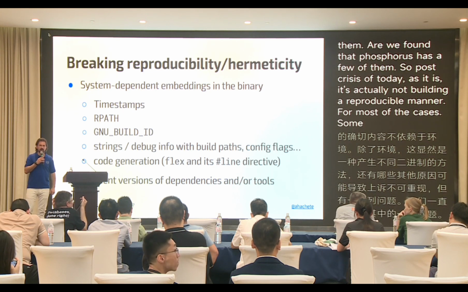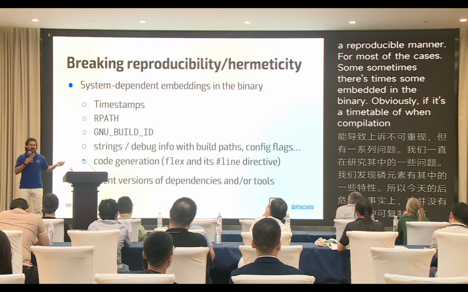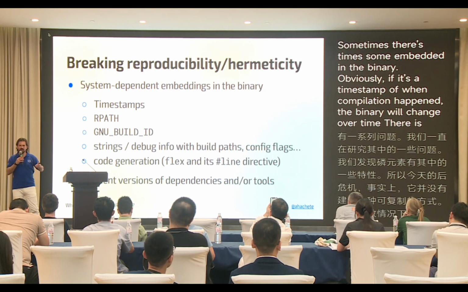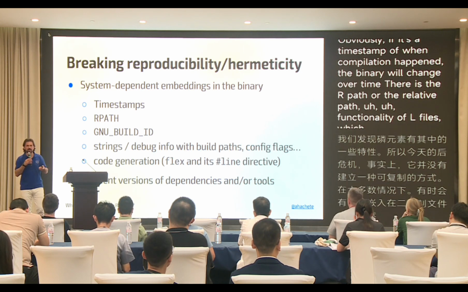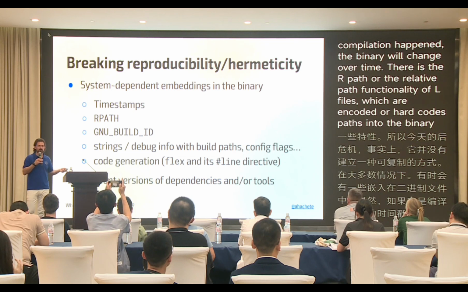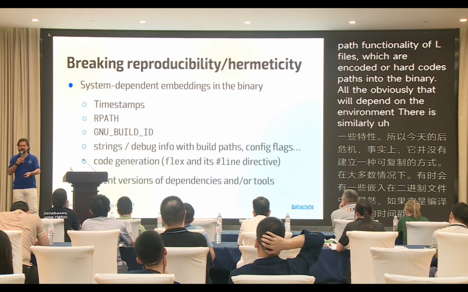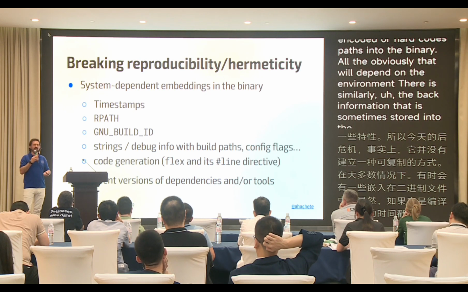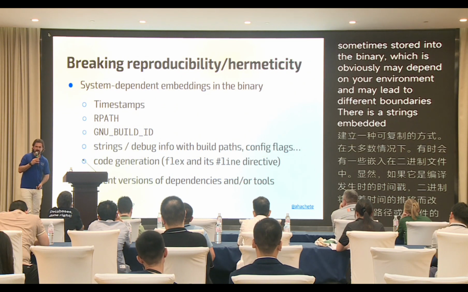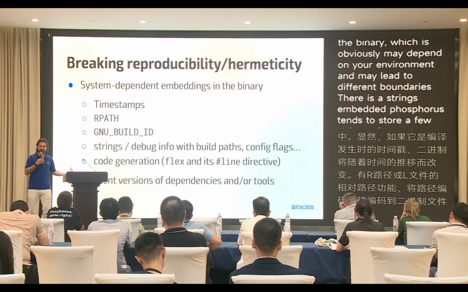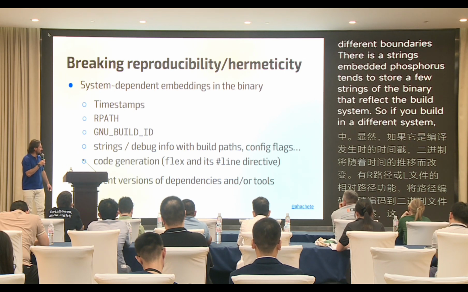Sometimes there are timestamps embedded in the binary. Obviously, if it's a timestamp of when compilation happened, the binary will change over time. There is the RPATH, or run path, functionality of ELF files, which hardcodes paths into the binary. Obviously, that will depend on the environment. There is similarly debug information that is sometimes stored in the binary, which may depend on your environment and may lead to different binaries. There are strings embedded. Postgres tends to store a few strings in the binary that reflect the build system. So if you build on a different system, it will also cause differences, right?